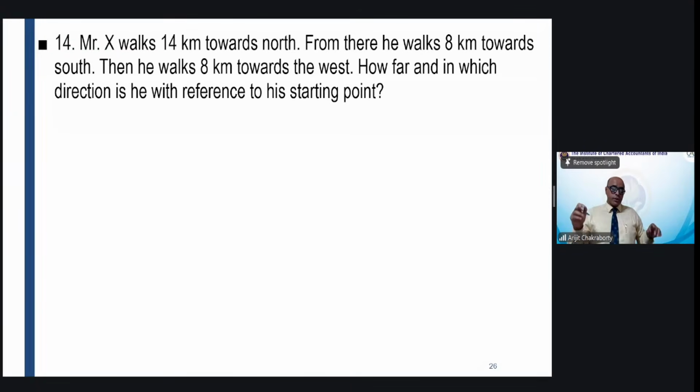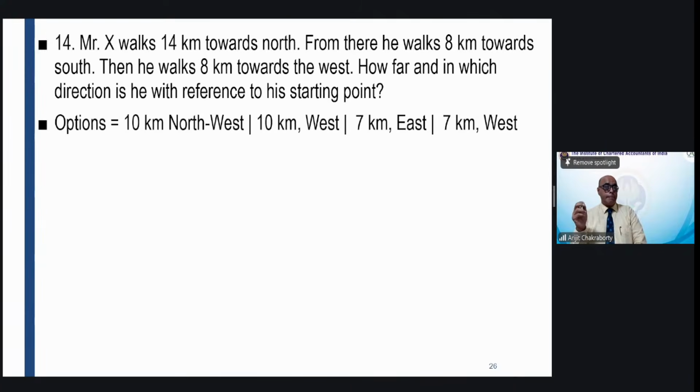Beautiful question. If you draw the diagram, you will see that he is at a position which is northwest side. But if you see, it's like a triangle again. He has moved 14 and then come back 8. So one side of the triangle will be 14 minus 8, which is 6 kilometers. The second arm of the triangle has length 8 kilometers. So what is the distance from the starting point? He is on a diagonal where one side is 6 kilometers, the other side is 8 kilometers.